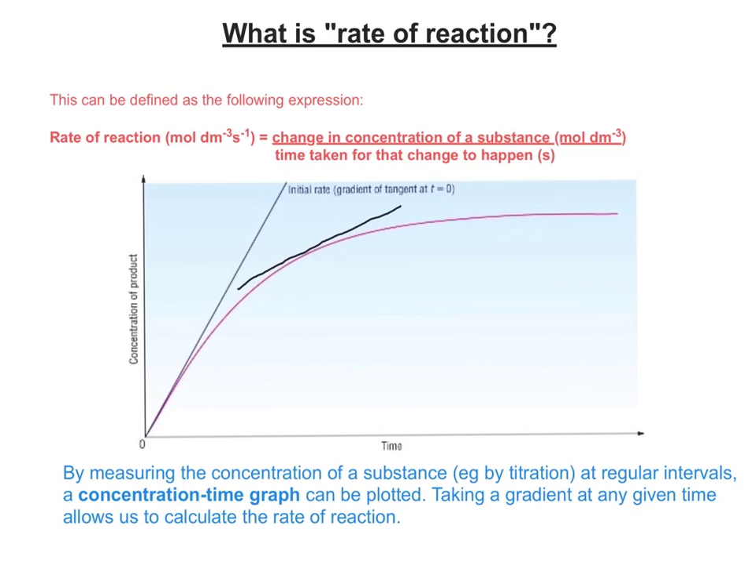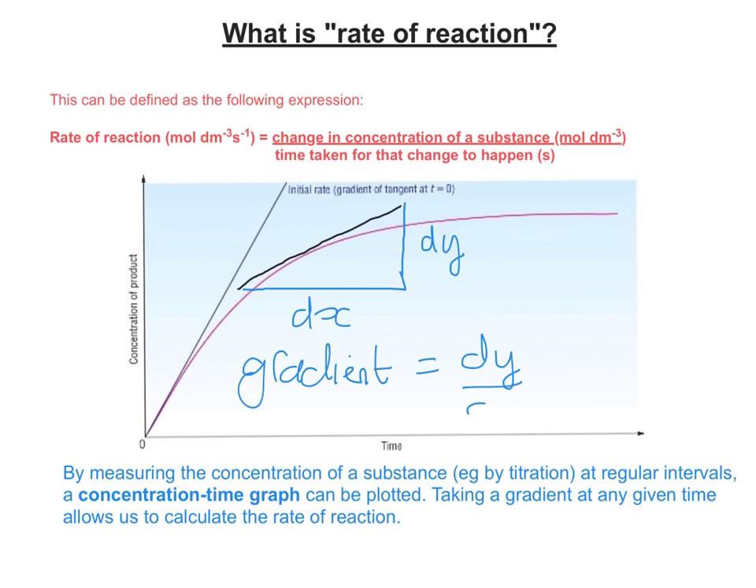And if we were to work out the change in y over the change in x, dy over dx, the gradient can be calculated very easily, like so. So if we look at what dy and dx actually means, it's quite simple really. Dy means the change in concentration of the product, and dx represents the change in time.